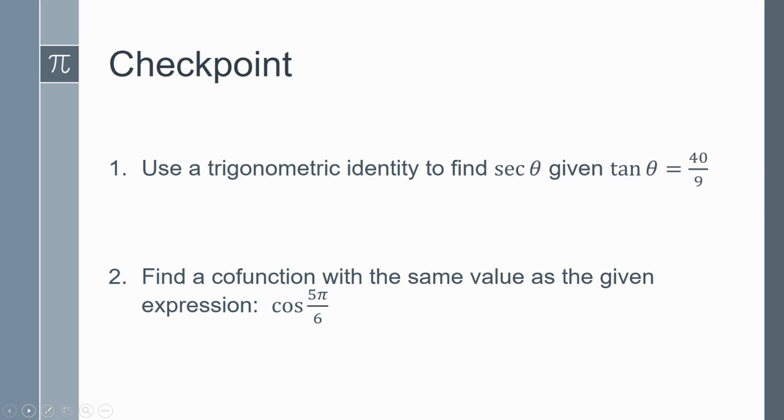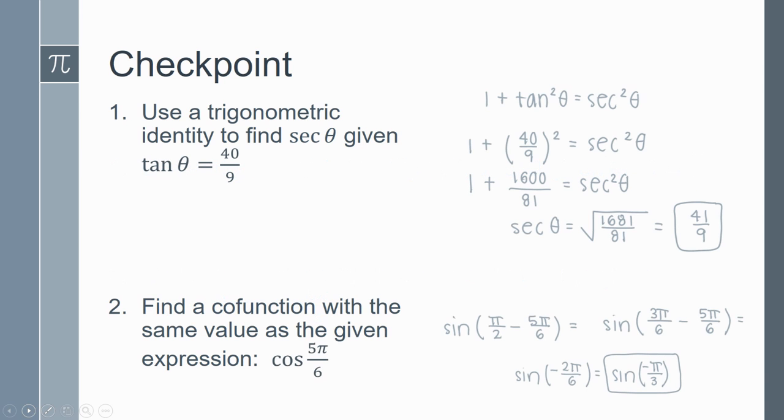All right, so pause the video and see if you can try these 2 checkpoint problems. Okay, so for the first one, finding a trig identity, if you're only given one trig function like that, secant and tangent relate to each other through the Pythagorean identity. Kind of like our first example, 1 plus tangent squared of theta equals secant squared of theta. I plugged in the number for tangent, making sure I squared it. In this case, because all the numbers are on the same side, I just had to combine them. You can think of 1 as 81 over 81. And then when you take the square root to get secant by itself, you get 41 over 9.